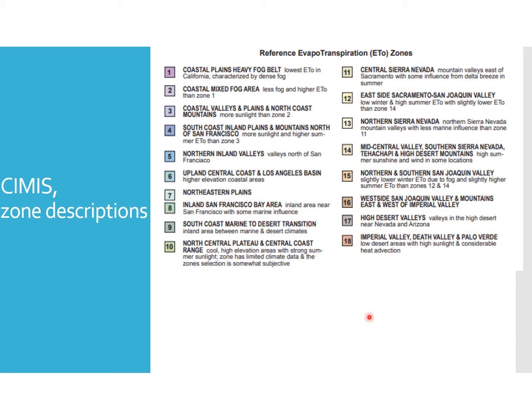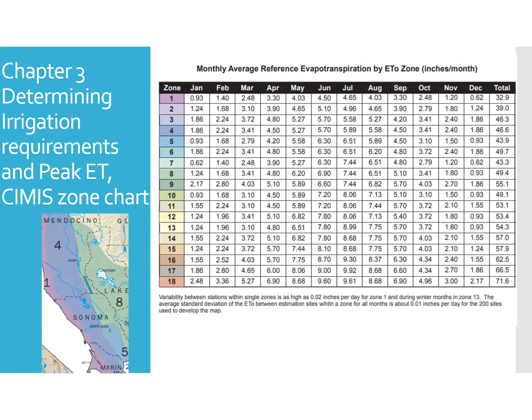In contrast, here you have zone 18, Imperial Valley, Death Valley, and Palo Verde, low desert areas with high sunlight and considerable heat advection. So here you're going to have very high ETO rates.